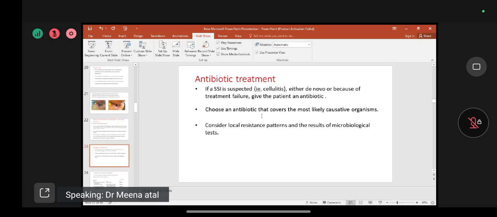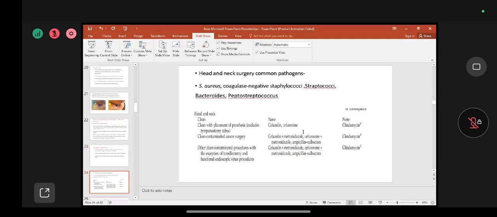Choose an antibiotic that covers the most likely causative organism, and consider the local resistance pattern and the result of microbiological tests. In head and neck surgery, common pathogens for surgical site infection are Staphylococcus aureus, coagulase-positive and coagulase-negative Staphylococci, Streptococci, Bacteroides, and Peptostreptococcus. In head and neck surgery, if the wound is clean, no antibiotic is needed.